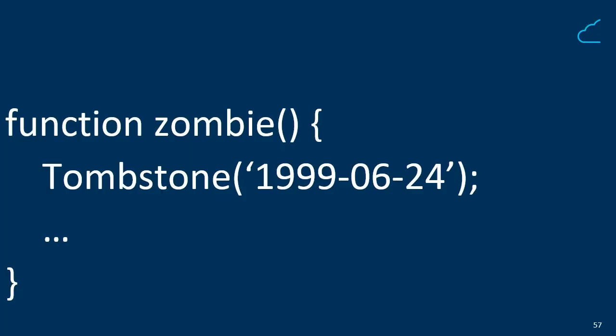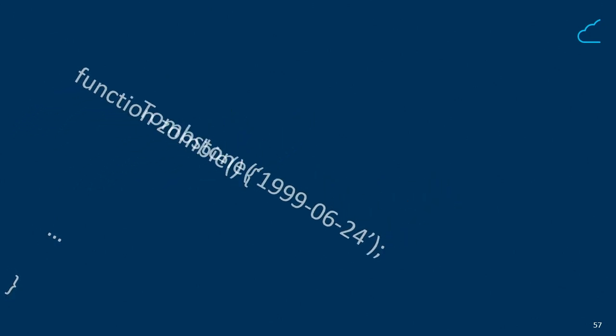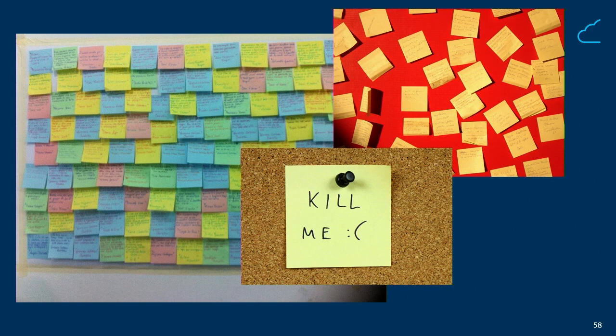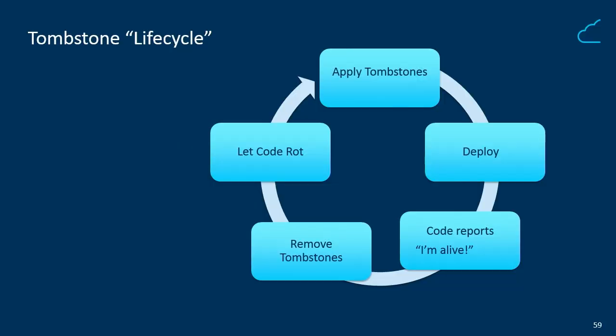Now, in this case, this code hasn't been hit since 1999. Bye. So this was initially a manual technique, but then we extended it to be automatic, and we tombstoned everything, every method in the code base. And then let the code go live, and the code starts reporting back. I'm alive, I'm alive. Over time, we have a really clear signal which code is dead. And based on that, we can deploy the normal mechanisms of untangling the spaghetti and removing the dead code.